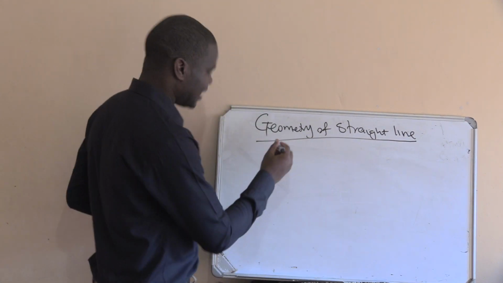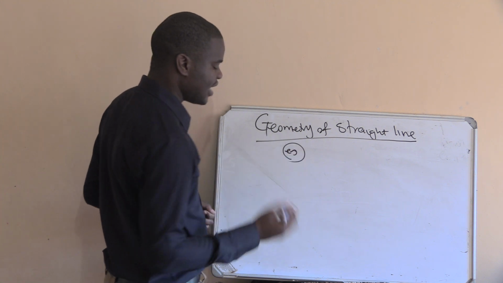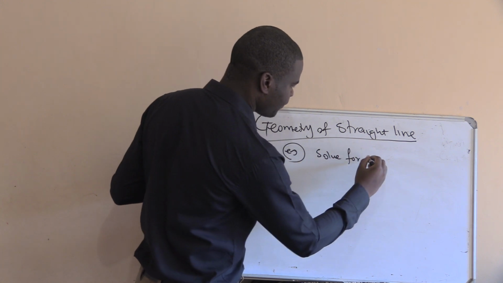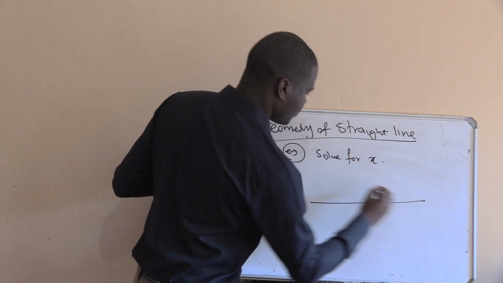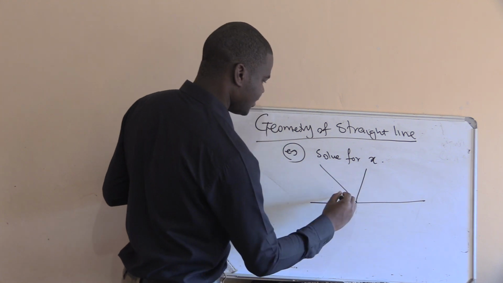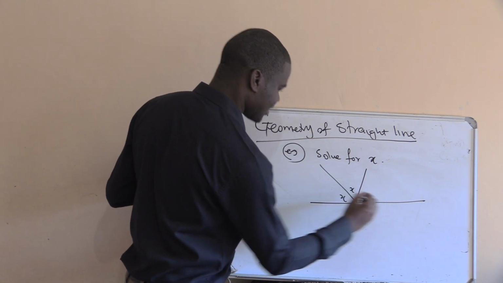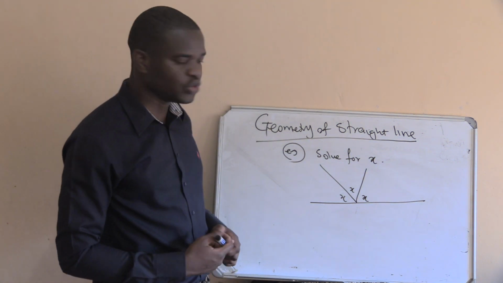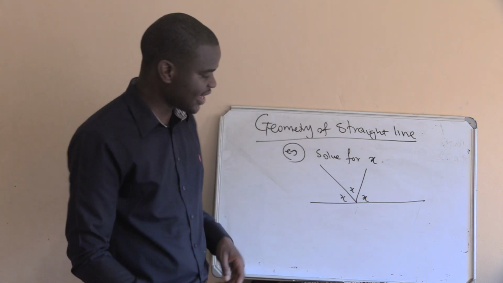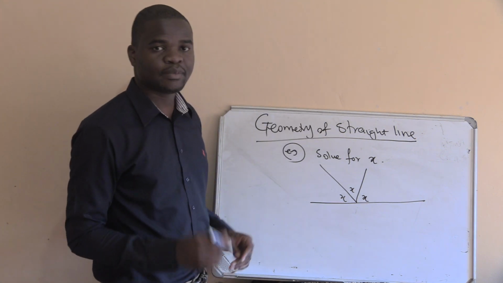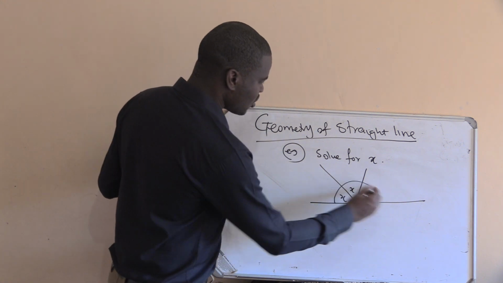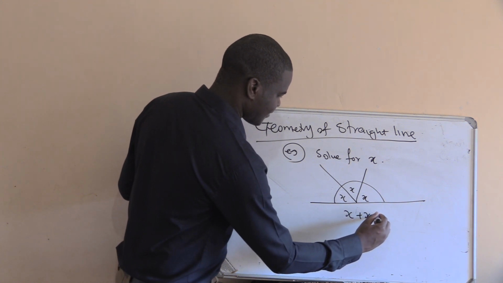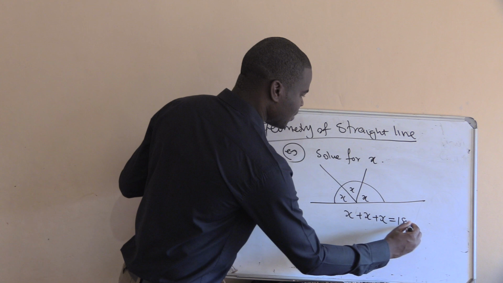Now, the last example on this straight line, I'm going to be looking at, look at this one, solve for x. Solve for x. Then I give you something like this. This is x and x and x. Look, we don't have numbers there, but solve for x. What is it that you need to do there? Remember, sum of angles on a straight line, they add up to 180. Meaning that when you add all these things, they must give you 180. You are going to write x plus x plus x is equal to 180.